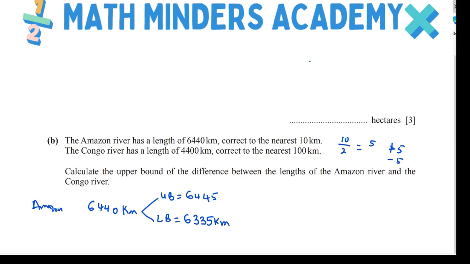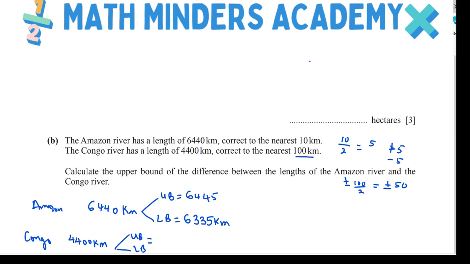So now we are going to do Congo. For Congo, the Congo River has a length of 4,400 kilometers. We're going to break it into upper bound and lower bound, okay? So the upper bound, this is correct to the nearest 100. So we are going to have plus or minus 100 over 2. So here we are going to have plus or minus 50 for the limit.